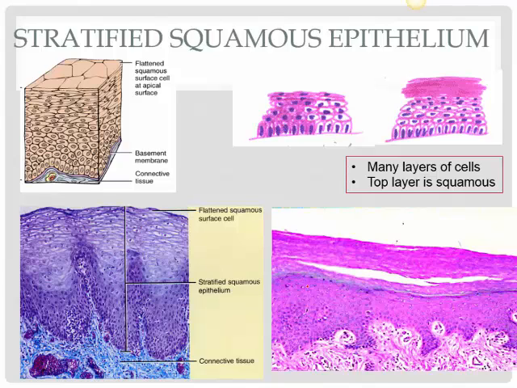The next type of stratified epithelium is called stratified squamous epithelium. It's multi-layered, many layers, and the top layer is very thin and flat, like squamous cells. So that's why it's called stratified squamous epithelium. Here there are two kinds of stratified squamous epithelium. One is called stratified squamous non-keratinized. The other one is called stratified squamous keratinized.